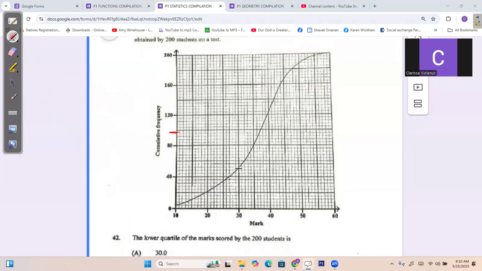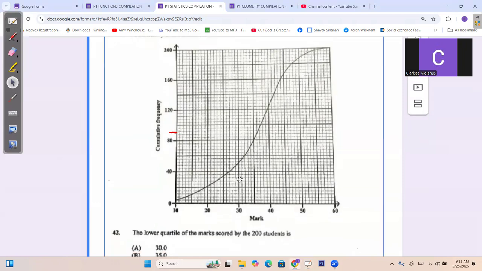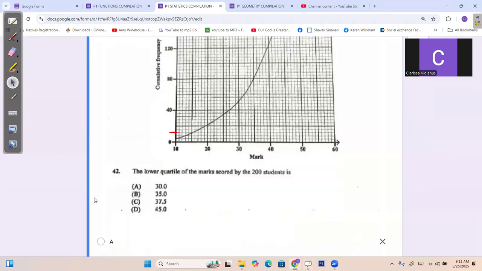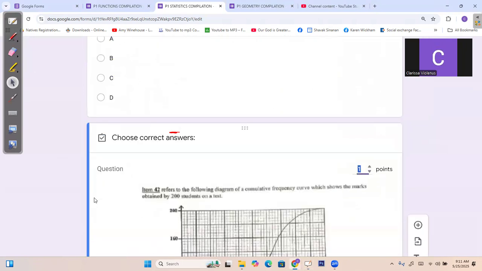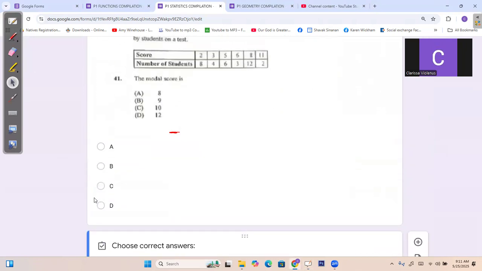How do you get that? That's not correct, because 37.5 would be somewhere up here. It didn't ask for the median, it asked for the lower quartile. So the median would have been 37.5. Can you see this is 35? The median is 37.5. It says the lower quartile. So the lower quartile is A. So this is wrong, and whoever did this needs to fix it.